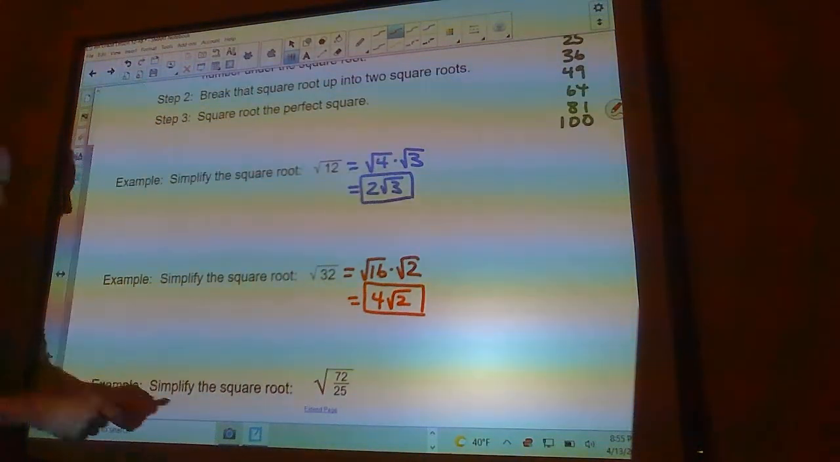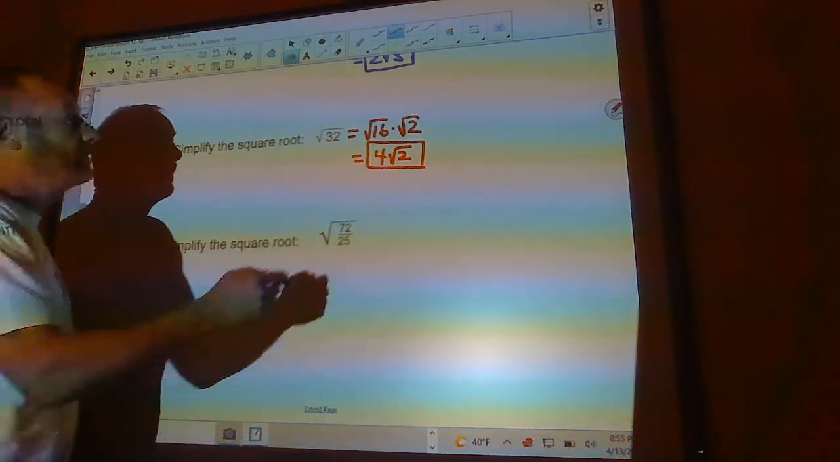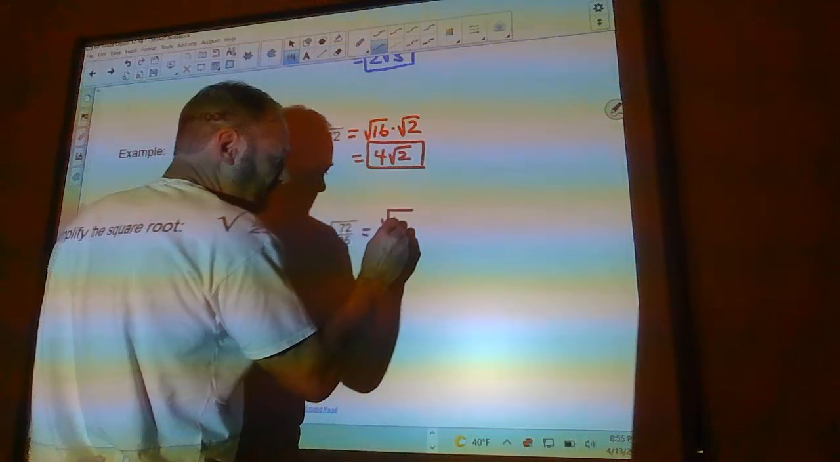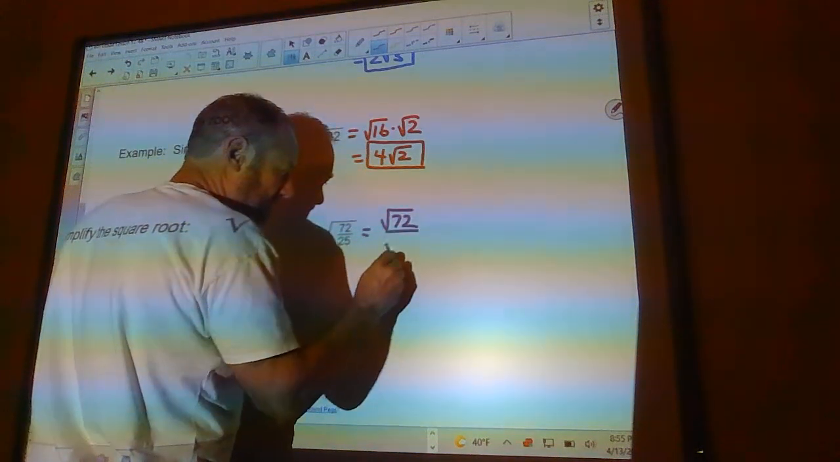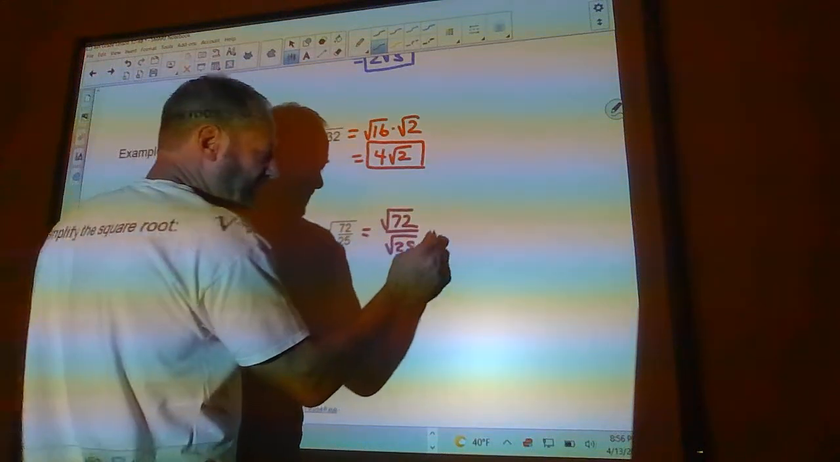Okay, what if I've got a fraction like this? On this one, I would break this up: square root of 72 on top, square root of 25 on the bottom. This is easy. That's just 5.